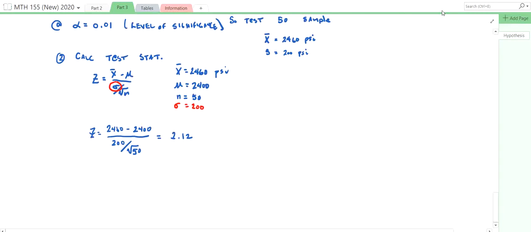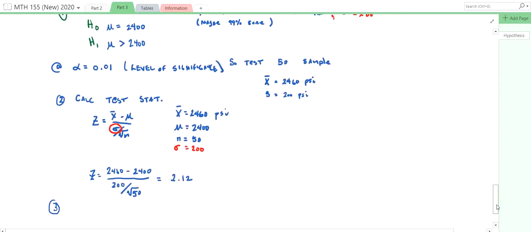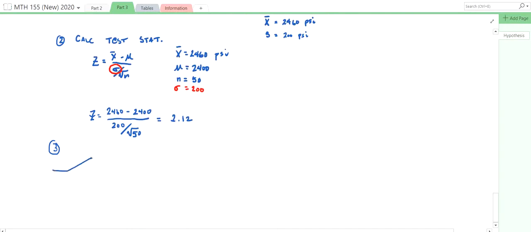Okay, next, since we're looking at a situation where we want to have a level of significance of 0.01, so this is 99%, and this is 1% of the area. So this red area here is our critical region.